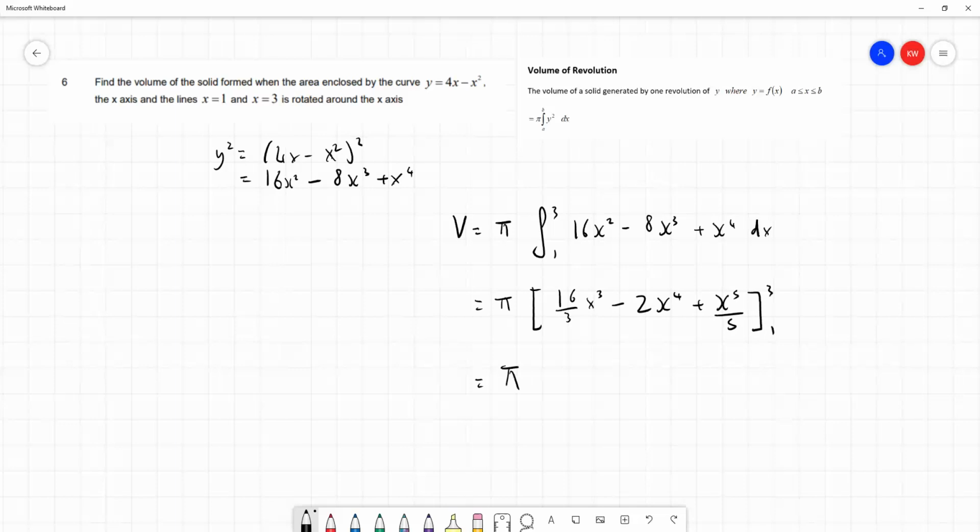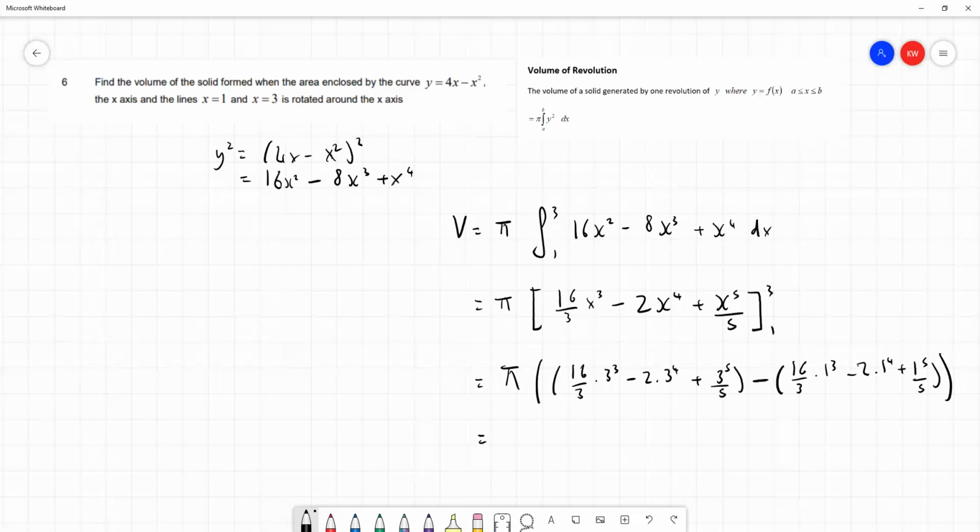This means our answer is going to be given by pi multiplied by 16 over 3 times 3 cubed minus 2 times 3 to the 4 plus 3 to the 5 over 5. And from that bracket, we'll subtract the expression with the lower limit, so we'll have 16 over 3 times 1 cubed minus 2 times 1 to the 4 plus 1 to the 5 over 5. Put a bracket there as well.